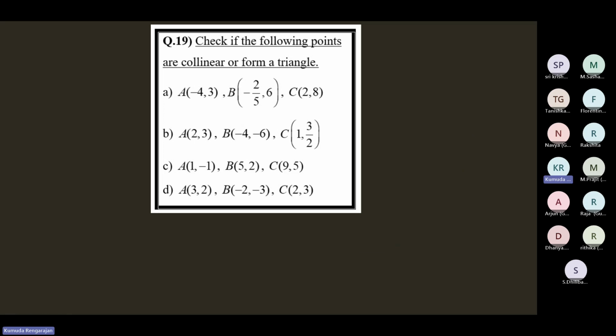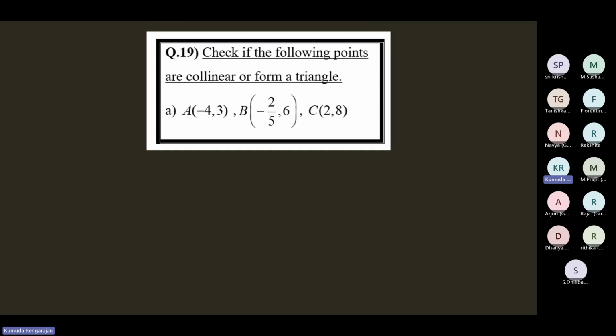So that's the heading. Check if the following points are collinear or form a triangle, meaning collinear or not collinear, because only when they're not collinear, they'll form a triangle. So simply the heading is check if the points are collinear or not collinear. So this you'll work it yourself. I'll just explain how it goes.